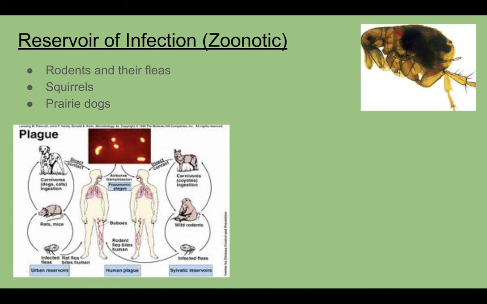So, reservoirs of infections. It is a zoonotic bacteria, meaning a disease which can be passed between animals and humans. Humans can also get infected by skinning infected animals, getting scratched by an infected animal, or getting bitten by an infected animal. Specifically, rat fleas have this, but there are over 30 different species the bacteria can use as a vector. Usually rodents have these fleas, squirrels, and prairie dogs as well.